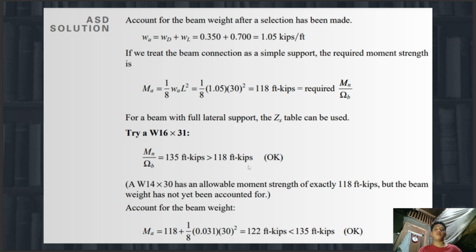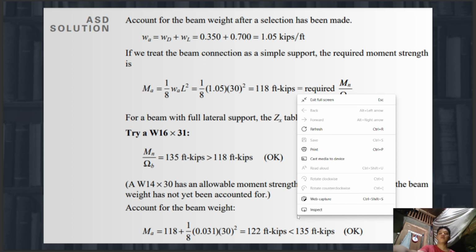So, kanina dati, nag-try na siya og W14 by 30. Kay exactly ang moment strength is 118, in which equals siya sa katong required moment strength. So, i-account na to ang beam weight. 118 plus 1 over 8 times beam weight 0.31 times 30 squared is equal to 120 feet kips. So, basta ko ang katong 135 nga nakuha nato. Therefore, okay na siya.